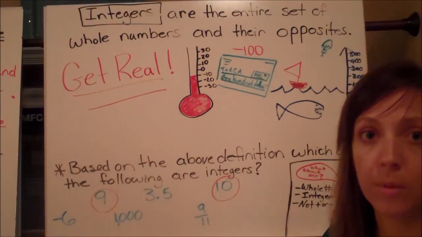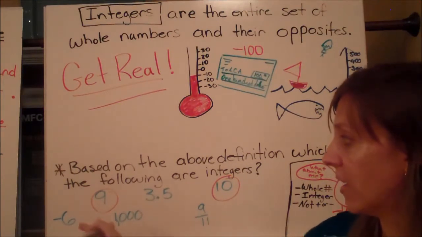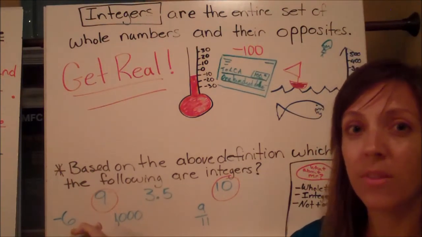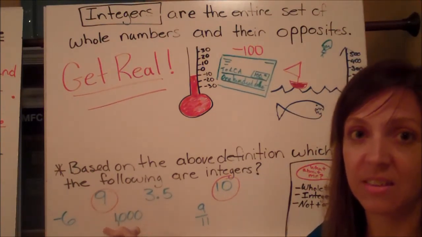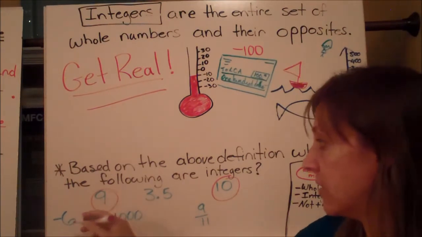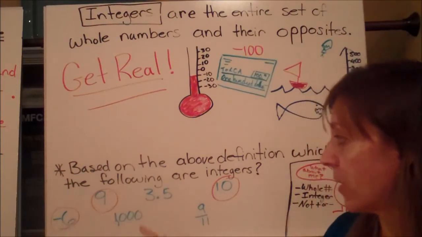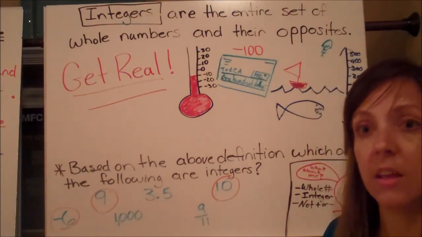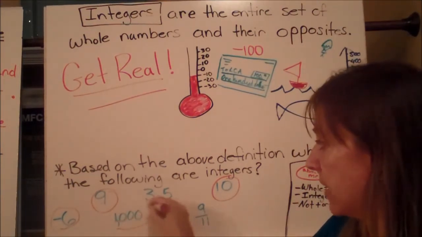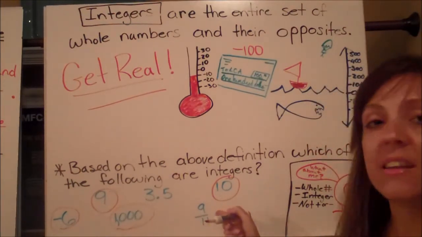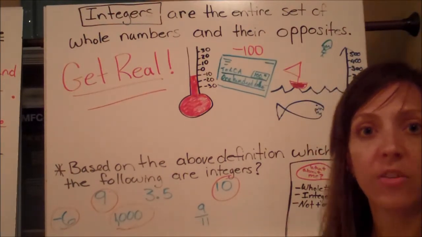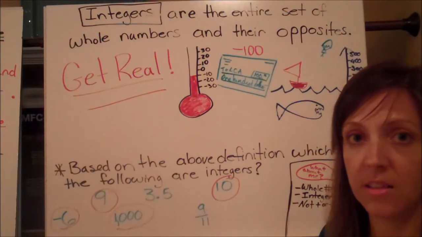10 is a whole number, so yes, that would be an integer. Negative 6. Well, the opposite of negative 6 is 6, and 6 is a whole number. Negative 6 is its opposite, so yes, this would be an integer. 1,000 is a whole number. Yes, it's an integer. 9/11 is a fraction. So no, it is not an integer.